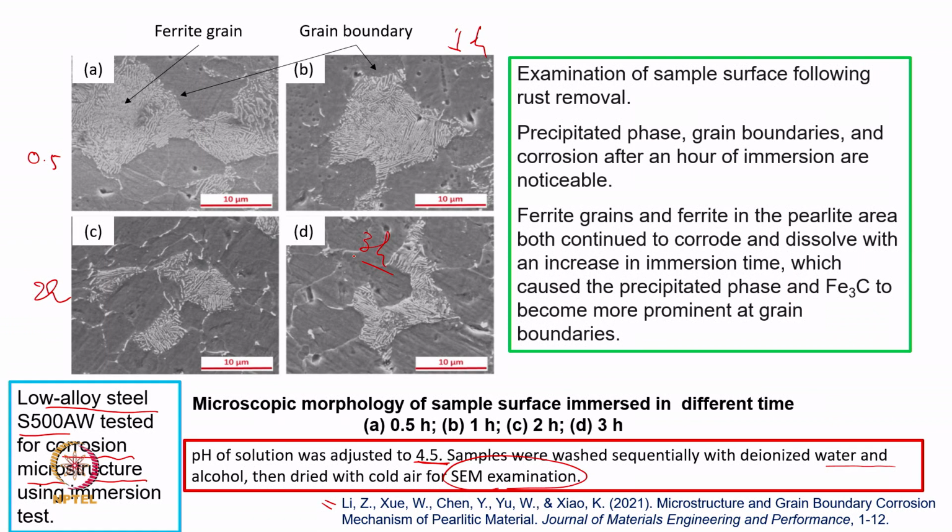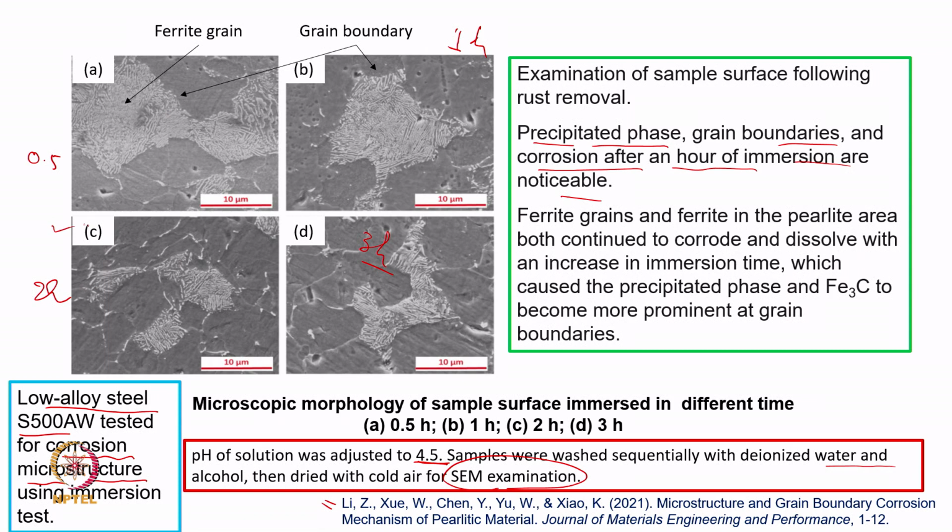What they mention very clearly is that there are ferrite grains, because it is steel, so ferrite will be there, and we are able to see grain boundaries. Up to 1 hour we are not able to see that kind of corrosion. The precipitation phase, grain boundaries and corrosion after 1 hour of immersion are noticeable. That means up to this point it is not that noticeable, but these are 2D figures, and here we are able to see some sort of depth also.